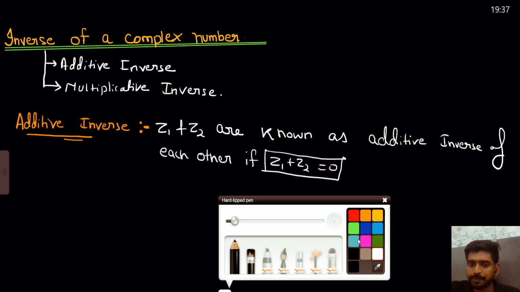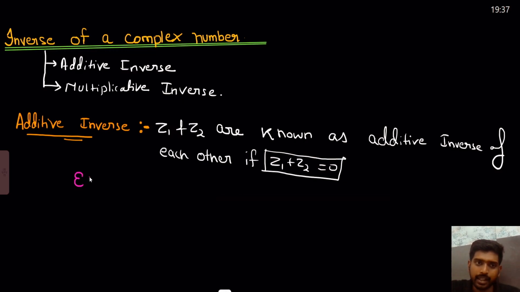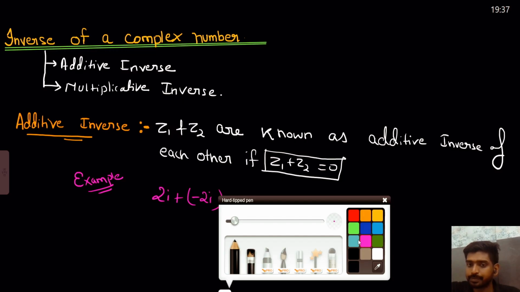For example, I'll explain it. Tell me the additive inverse of 2 iota. Tell me what I will add in 2 iota to get 0. This only will give your additive inverse. You will add minus 2 iota. So this will be the additive inverse of 2 iota. If I say what is the additive inverse of minus 2 iota, it will be plus 2 iota. Got it?